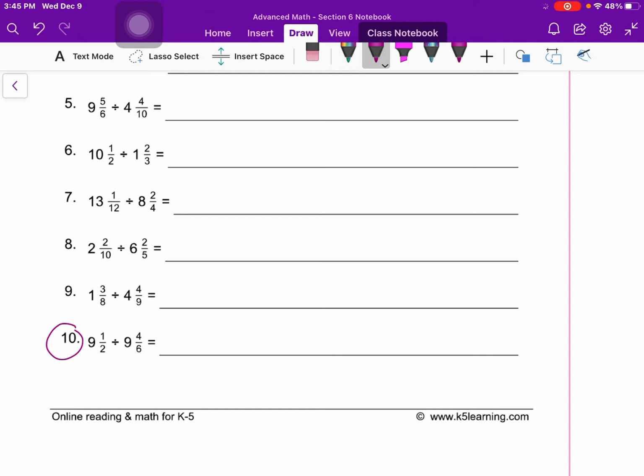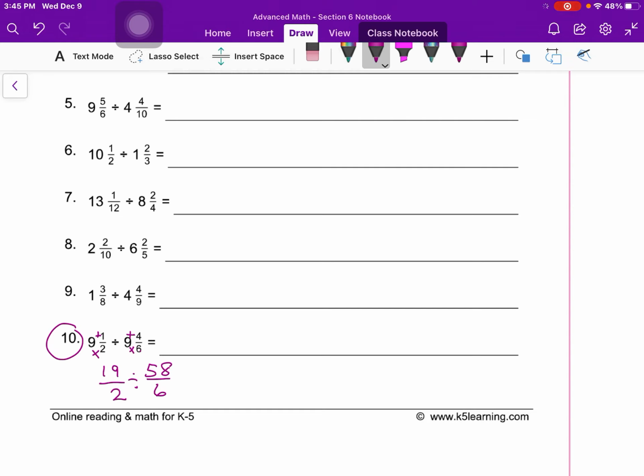Remember, when we are dealing with mixed numbers, we have to change them to improper fractions first. So we start by saying 2 times 9 plus 1. So that would give us 19 over 2. And then we change this one. 6 times 9 is 54, plus 4 more is 58 over 6. And that's just getting our division problem set up.